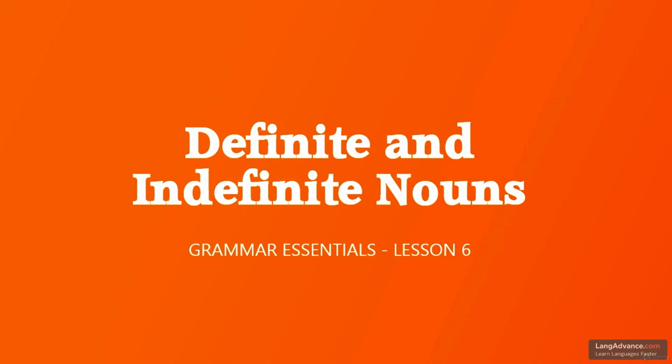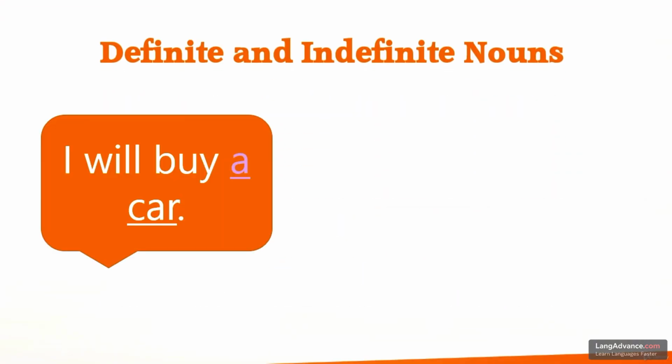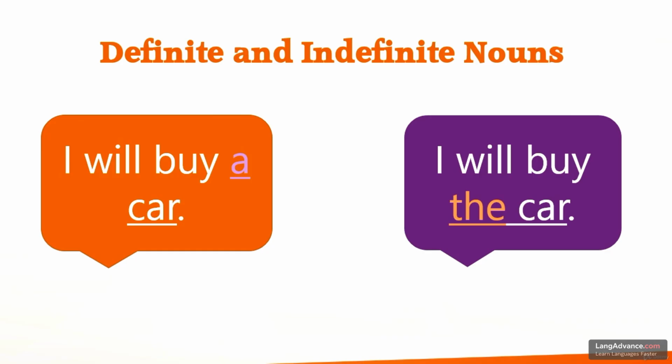Definite and indefinite nouns. Lesson 6. Let's see these two sentences. I will buy a car. I will buy the car. What's the difference between these two sentences? The obvious difference is that a car is used in the first one, and in the second one, the car is used. So what's the difference between a car and the car?